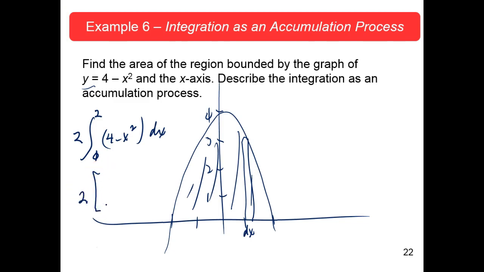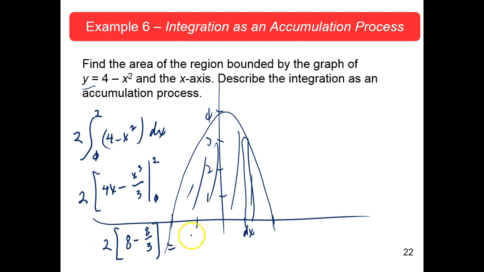And what's the antiderivative of 4 minus x squared? 4x minus x cubed over 3, evaluated from 0 to 2. So that'll be 2 times, plug in the 2, and what do you get? Help me somebody. 8 minus 8/3. Is that what I heard? Okay. I'll do the 0 part. Okay, done. And what does that give you?